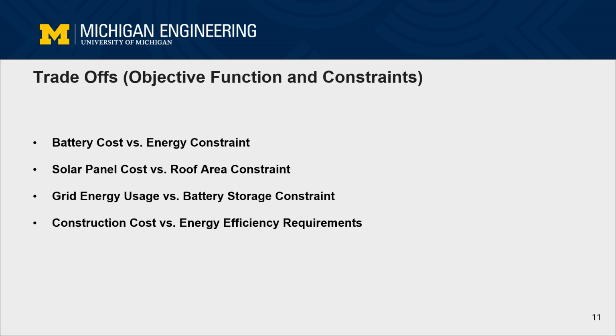Considering the trade-offs, looking at the battery versus energy constraint, smaller batteries reduce cost but may not satisfy the energy demand, which forces larger capacity or more modules to meet the constraint. Considering solar panel cost versus roof area, adding more or cheaper panels helps reduce the grid usage but can violate the roof area limits. Considering grid energy use versus battery storage, drawing more energy from the grid can reduce reliance on battery storage but increases the operational cost in the objective function. And construction costs versus energy efficiency requirements, using cheaper windows and insulation lowers the upfront cost but may increase heating and cooling demands.